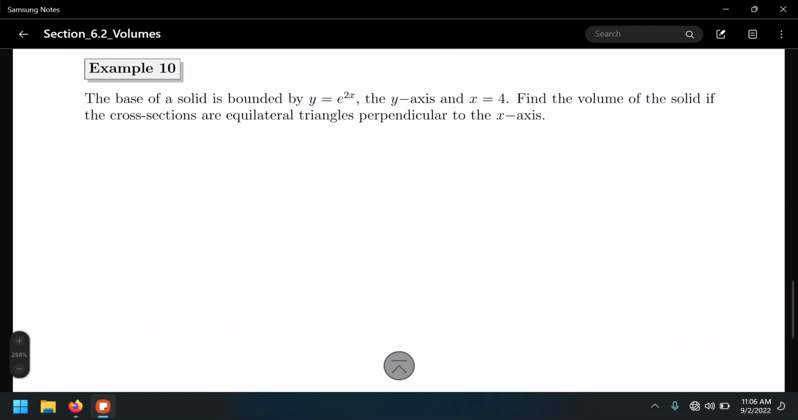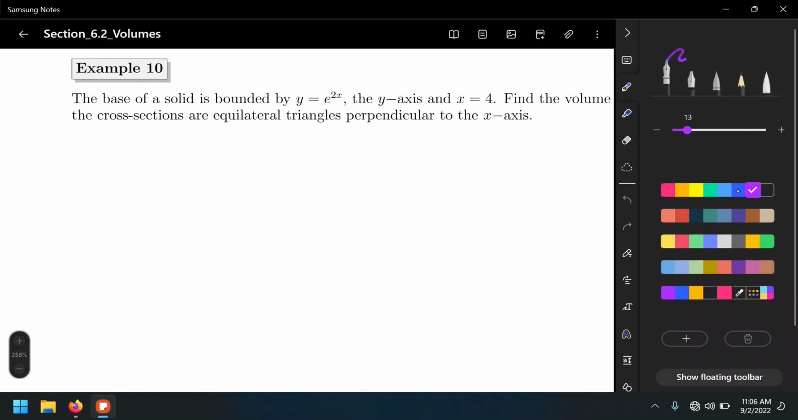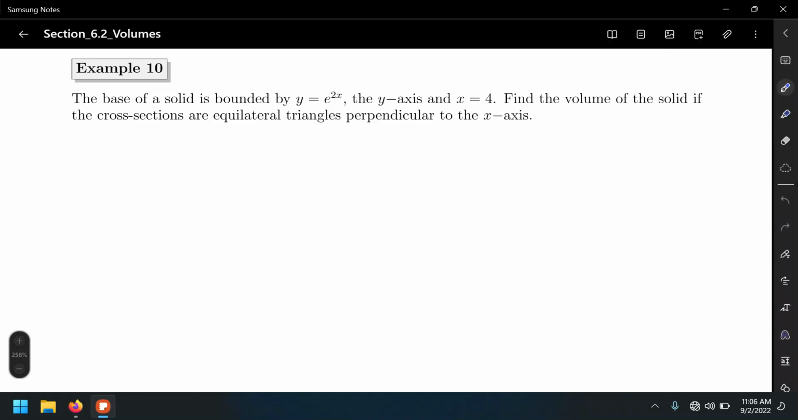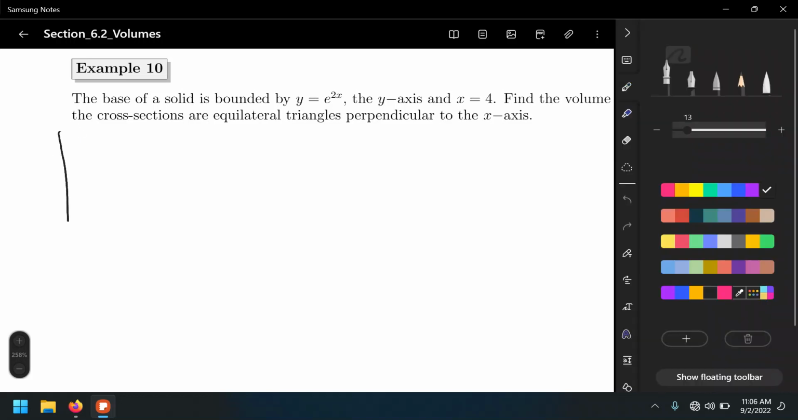Let's do one more. For example, number 10, in which the cross-section is a triangle. So this is the same region of integration as in the first example in this topic. That's e to the x, I mean rather e to the 2x, and the y-axis, x equals 4, and in this case I didn't write that also the x-axis is a limit, but it is.